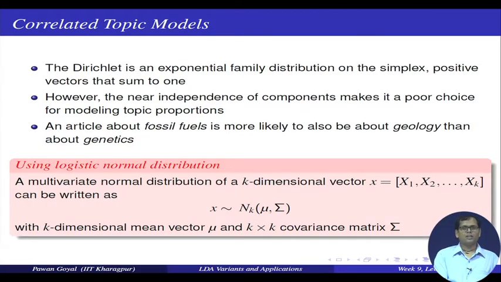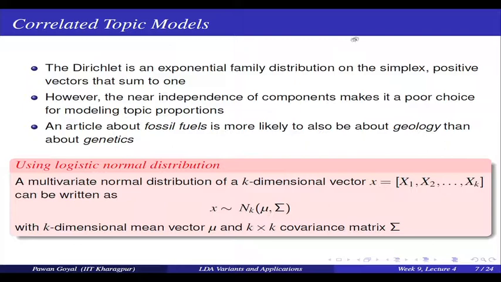So let us see the correlated topic models. So right now, what we are doing is we have a distribution that helps me sample the probability distribution of topics for a given document. So this is some simplex where there are positive vectors denoting the probability that add up to 1. However, in this distribution, the components of the probability distribution are quite independent of each other. So that means they do not model various dependence between the topics.